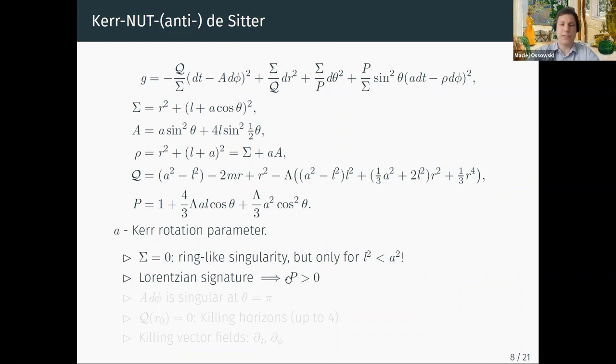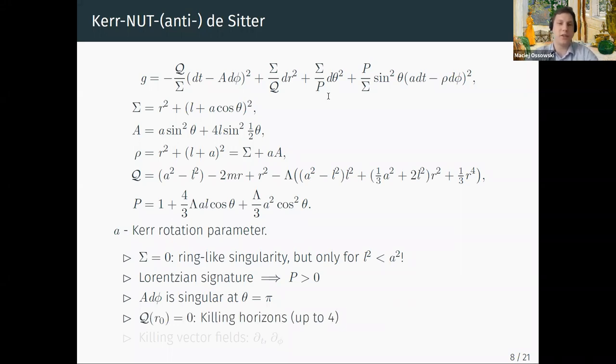There are some restrictions, like we want this function P to be greater than zero to maintain the Lorentzian signature. And again, the price that we pay for the regularization is that the one-form A, which for Kerr will be simply sine squared theta dφ, would be completely regular at both poles. Now we have this term, sine squared theta over two, which is a multiple of cosine theta minus one. So in this form, this metric is regular at the pole theta equal to zero and singular at theta equal to pi.